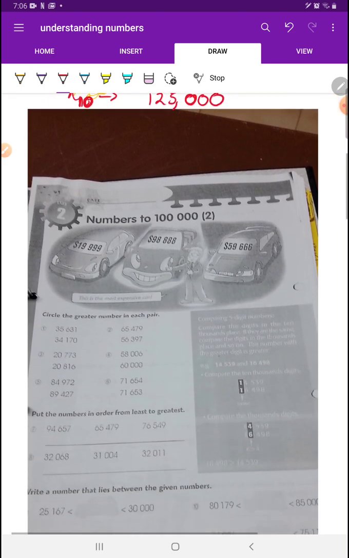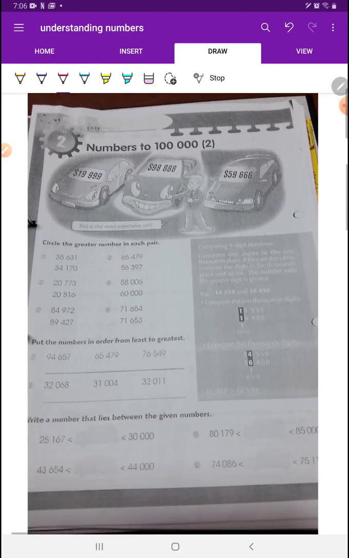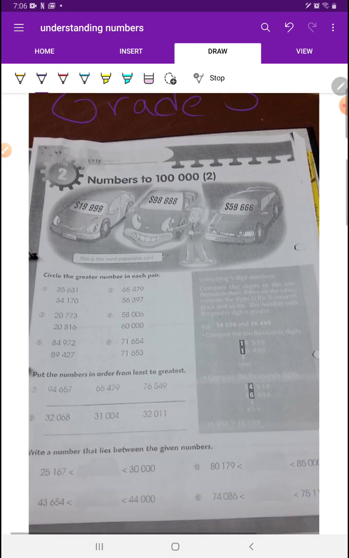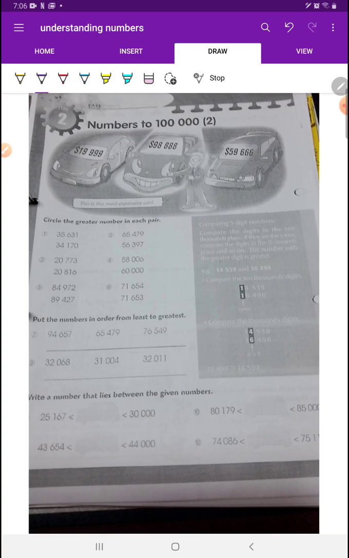All right, so here is your work. You're going to be looking at, this is for the grade 5s right here. Grade 5. But grade 6s, pay attention, okay? So grade 5s, what you're doing is you're circling the number that's bigger in each pair.